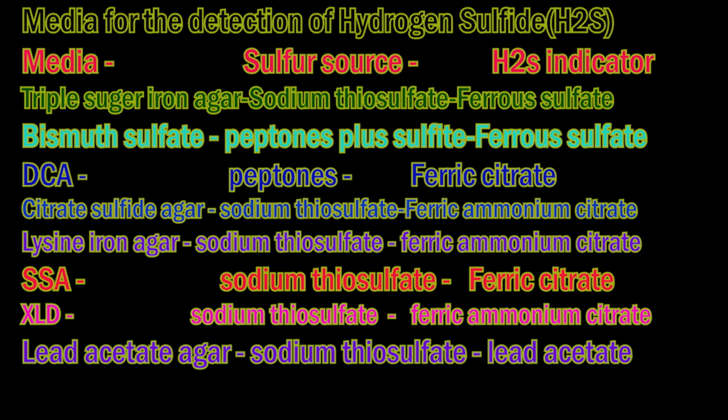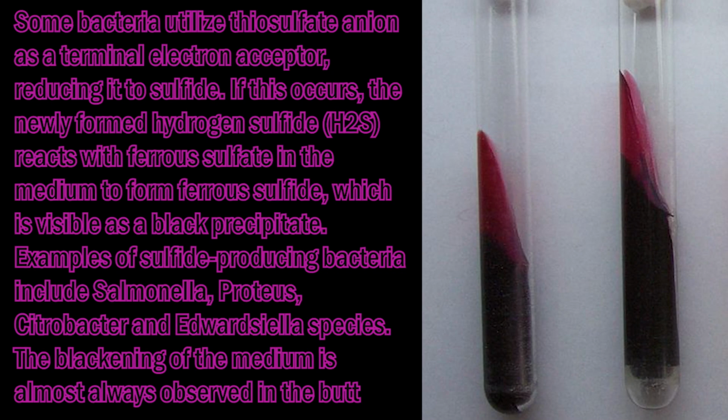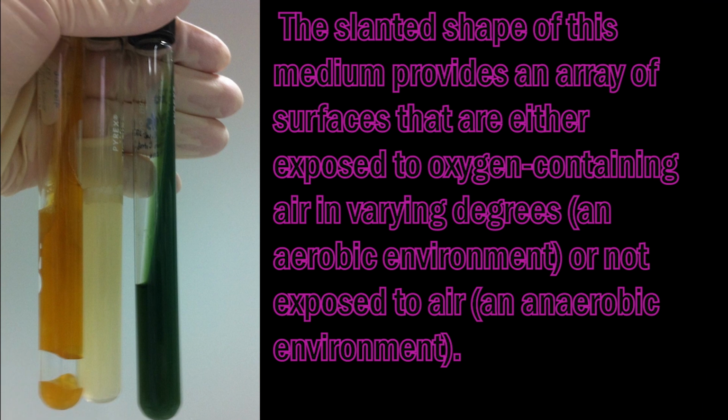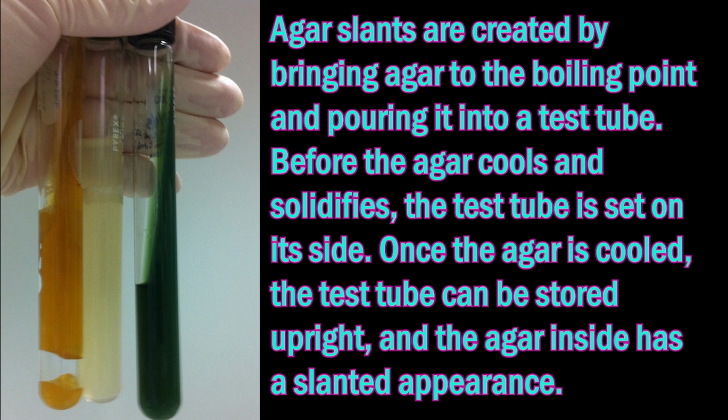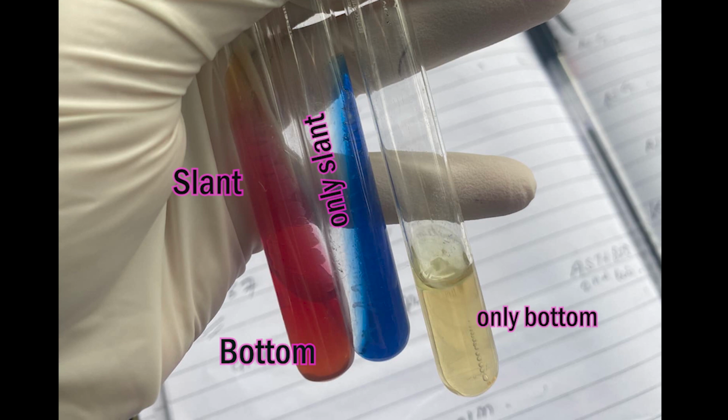Hydrogen sulfide production. The ability of certain bacterial species to liberate sulfur from sulfur-containing amino acids or other compounds in the form of H2S is an important characteristic for their identification. Aerobic and anaerobic conditions. Some of the biochemical media have a slant and a butt. When inoculated, a stab in the butt and streaking on the surface of the slant allows the bacteria to grow aerobically on the slant and anaerobically in the butt, so that the bacterial ability to utilize the medium under both aerobic and anaerobic conditions is tested.